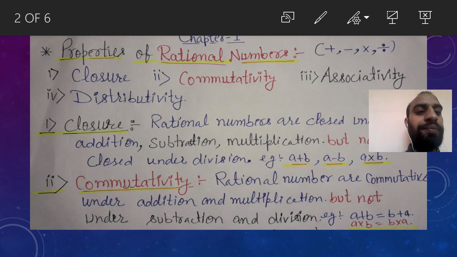So let's take now the case of commutativity. Rational numbers are commutative under addition and multiplication, but not under subtraction and division. Once again you can see here example I have given: a plus b is equal to b plus a. For example, a is 3 and b is 2. 2 plus 3 is 5. Now next you can write 3 plus 2, then once again 5. In case of multiplication you can check 3 twos are 6 and 2 threes are also 6. So in this way rational numbers are commutative.